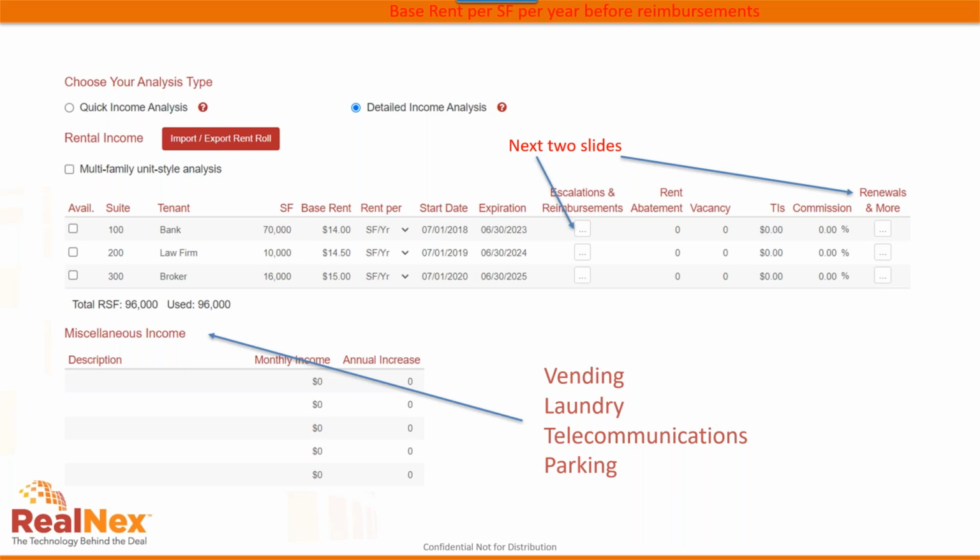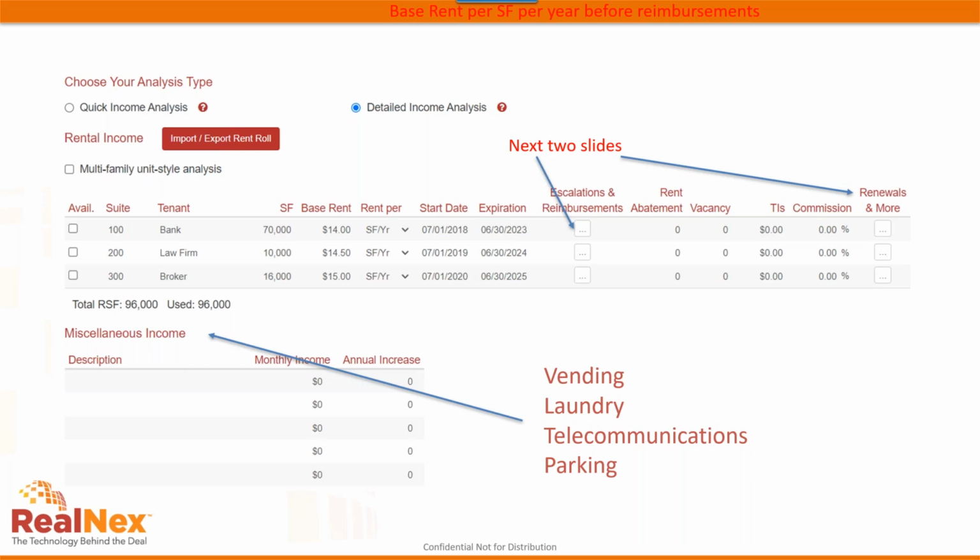Okay, now we have our tenants. So again, we're doing a lease by lease analysis in most cases. For an apartment, it might not be lease by lease. It might be, or would be if you pick that option in the program, more what are the different unit types you have and what's the rent in those units. But it's still a unit by unit analysis, I guess you could say. So here we're doing tenant by tenant. We just have, for simplicity, a bank, a law firm, and a broker.